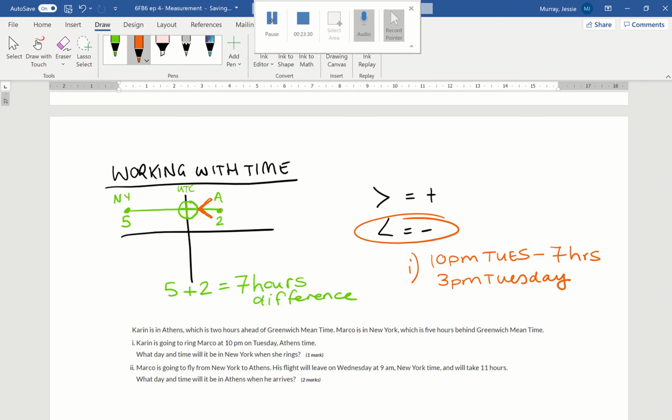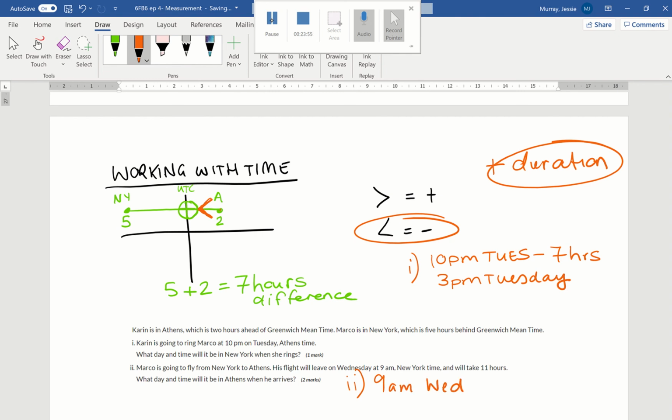Part 2. This is where they add in a flight time or a train ride or a phone call duration, something like that. When they do that, you always add the duration. So make a little note on your summary, add the duration. So let's have a look. Now we've got Marco flying from New York to Athens. His flight leaves 9 a.m.